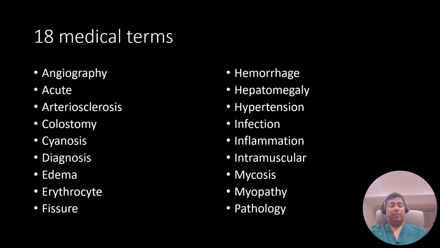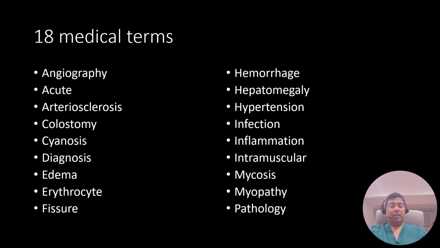Hepatomegaly. Hepato is the word root that means liver. Megaly is the condition of being enlarged. Hepatomegaly refers to an enlargement of the liver. Hypertension is high blood pressure or excessive tension in the blood vessels, which leads to high blood pressure. Infection is an invasion of an infectious organism such as a bacteria or virus.